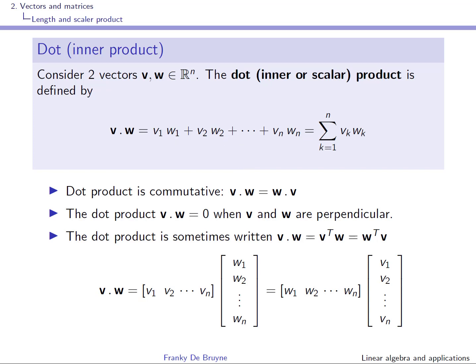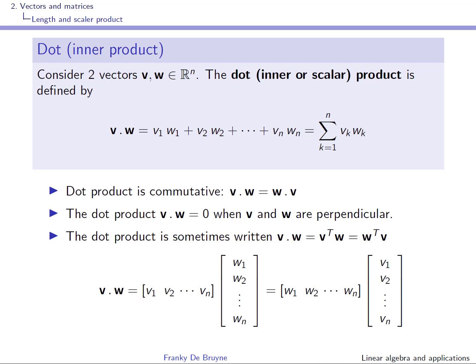Well, the dot product or scalar product is commutative, so v scalar product with w is equal to w scalar product with v. And this is a property that you know already and that can be extended, of course, to Rn. If the dot product of two vectors is equal to 0, this means that these two vectors v and w here are perpendicular.